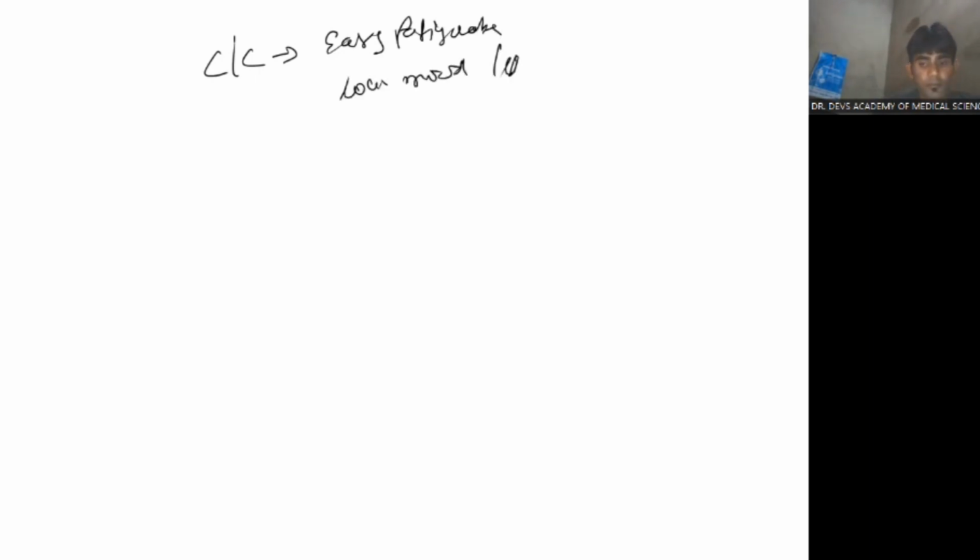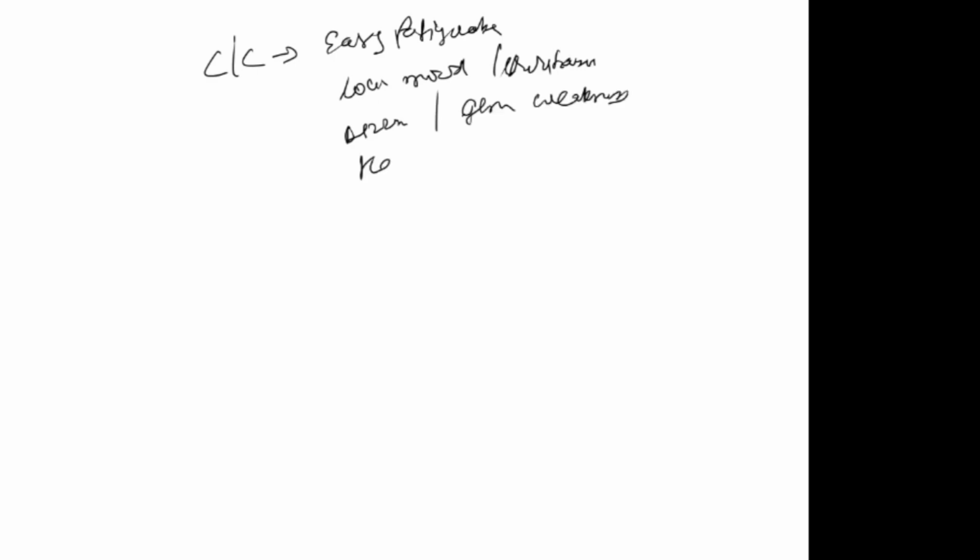So first, when a patient of anemia comes to our OPD, what will the chief complaint of the patient be? The chief complaints will be easy fatigability, low mood, irritability, dizziness, generalized weakness, headache, or syncope.